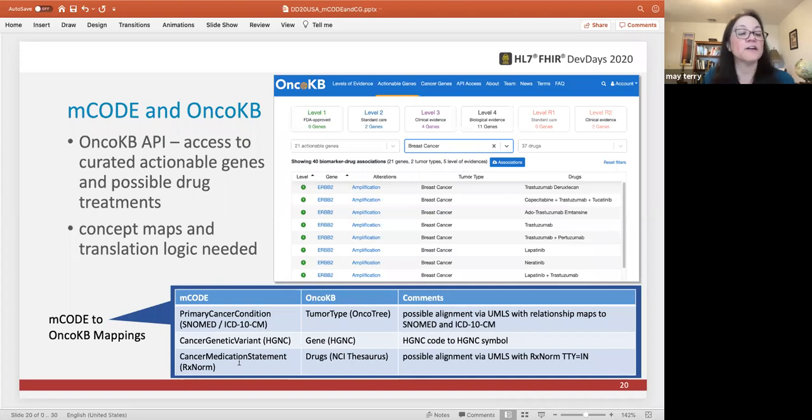So how would that work in this case if you were to have this kind of environment where you have a provider that is capturing mCODE at the point of care, and then potentially having the gene and the variant and the primary cancer condition, the medication statement?